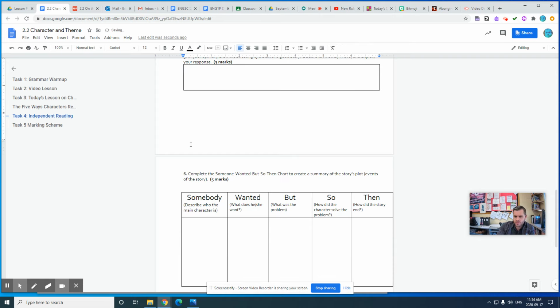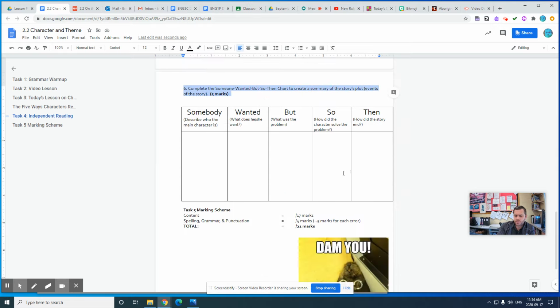And then finally, this is a review from Unit 1 as well. I'd like you to complete the someone wanted but so then chart to create a summary of the plot events. So 5 marks, 1 for each. So in this box, tell me who the main character is, what does he or she want, what was the problem, how did the character solve the problem, and then how did the story end.